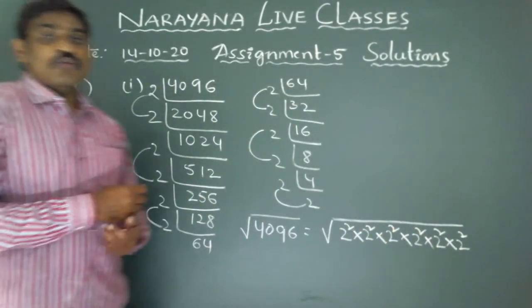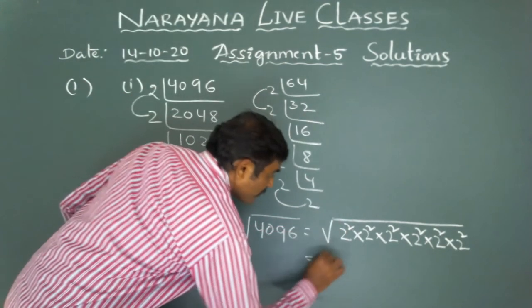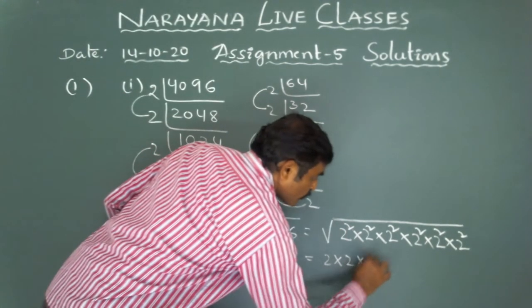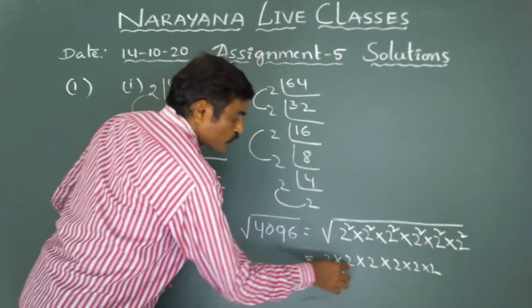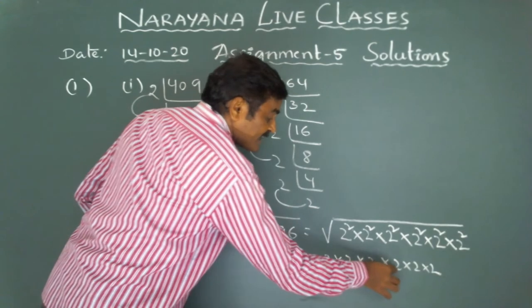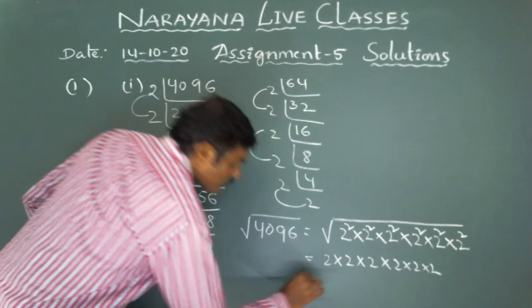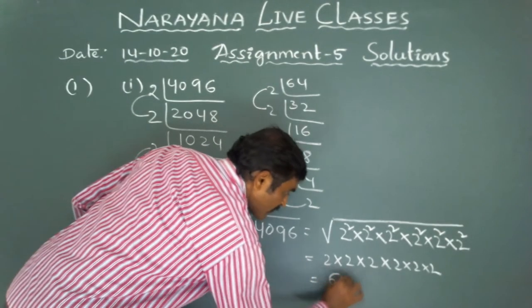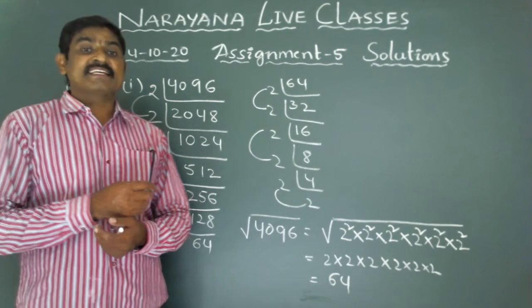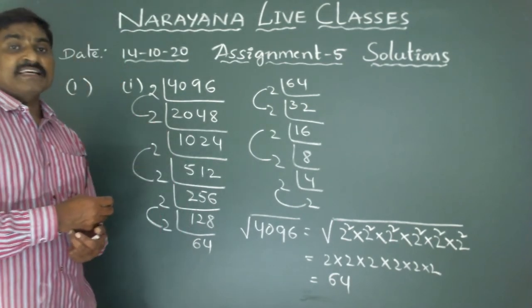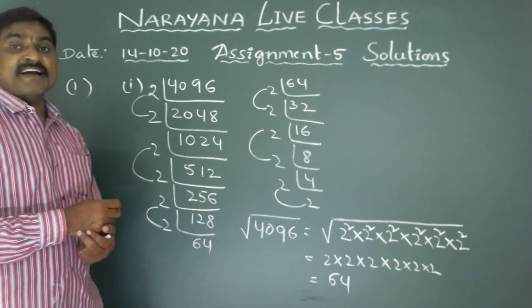Now we know that the root of a square is equal to a. That's why we can eliminate the square root by 2 into 2 into 2 into 2 into 2 into 2. So 2 twos are 4, 4 twos are 8, 8 twos are 16, 16 twos are 32, 32 twos are 64. That's why the square root of 4096 is equal to 64. So this is the square root of 4096 by prime factorization method.